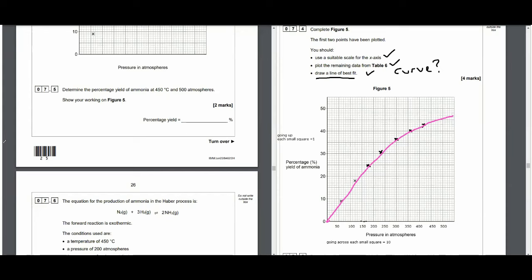And what they're asking us to do is determine the percentage at 500 atmospheres. Now, we did plot 500 on our graph. You can see here where I'm drawing a line. And all we need to do is go up from the 500 to the bit. And this is why we draw lines of best fit. One of the reasons is they help us make predictions about measurements we haven't taken. So that gives us 45%.